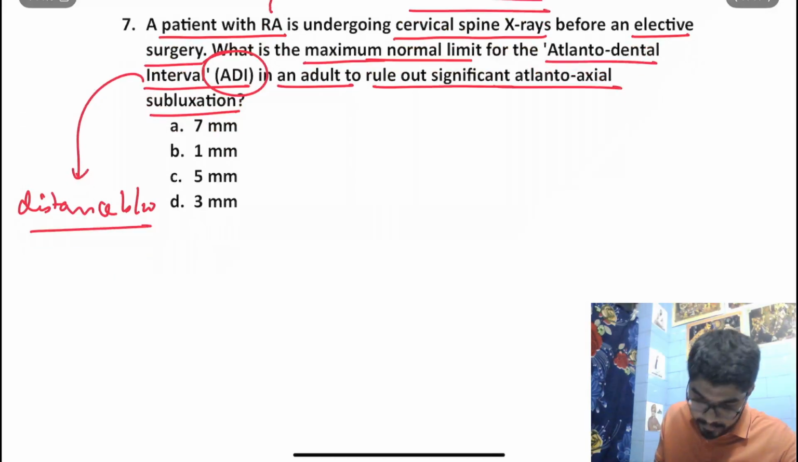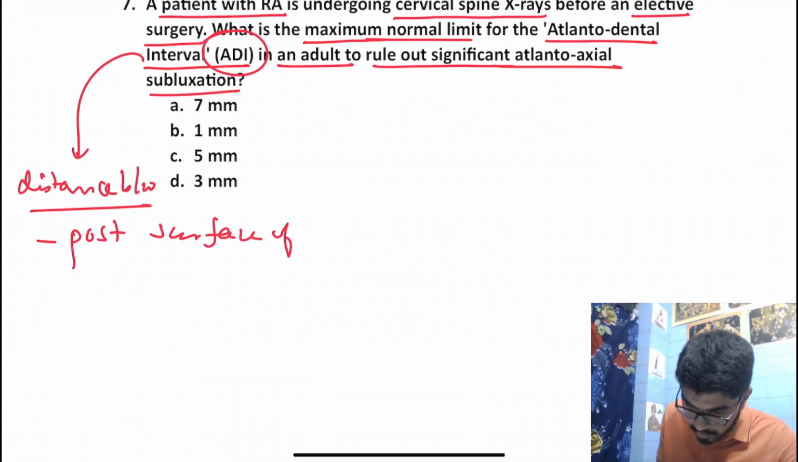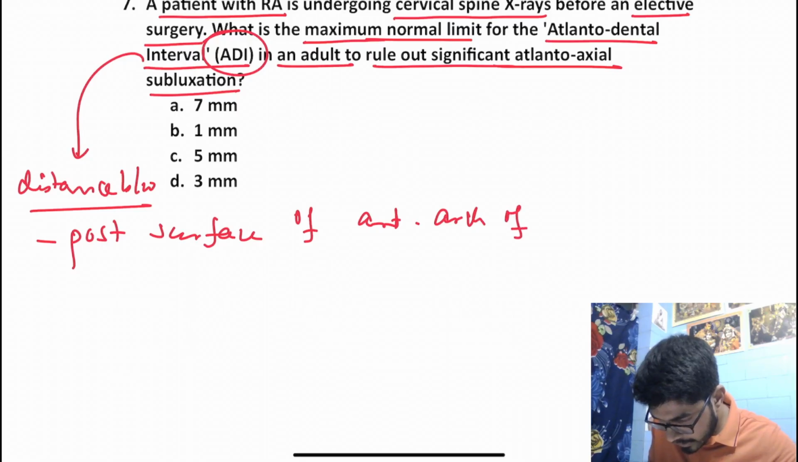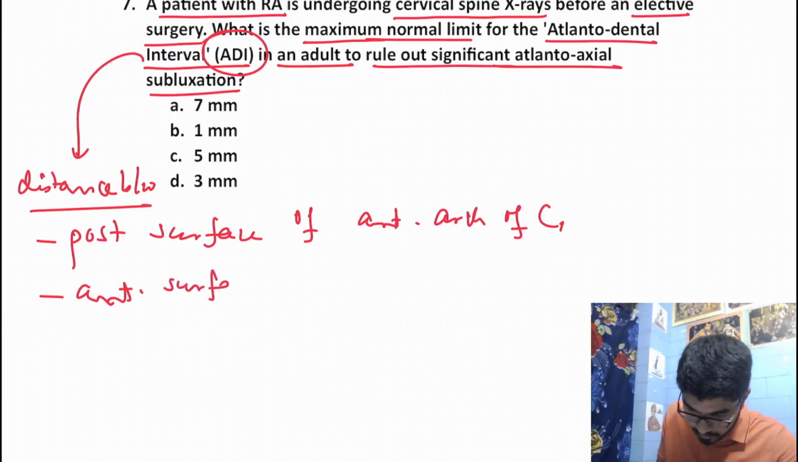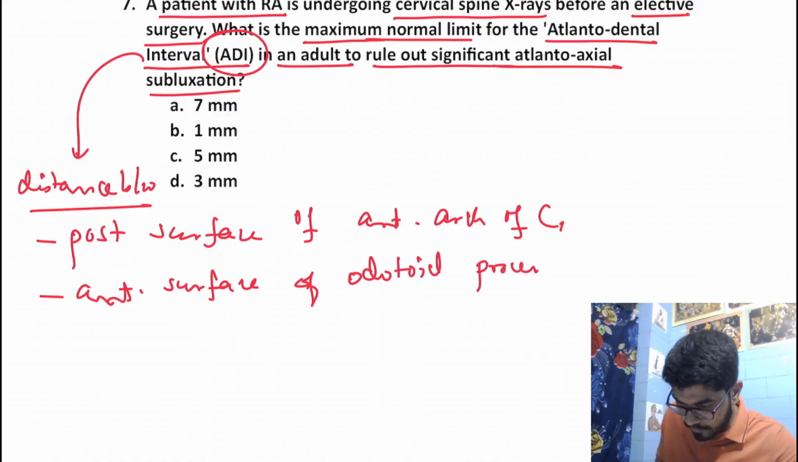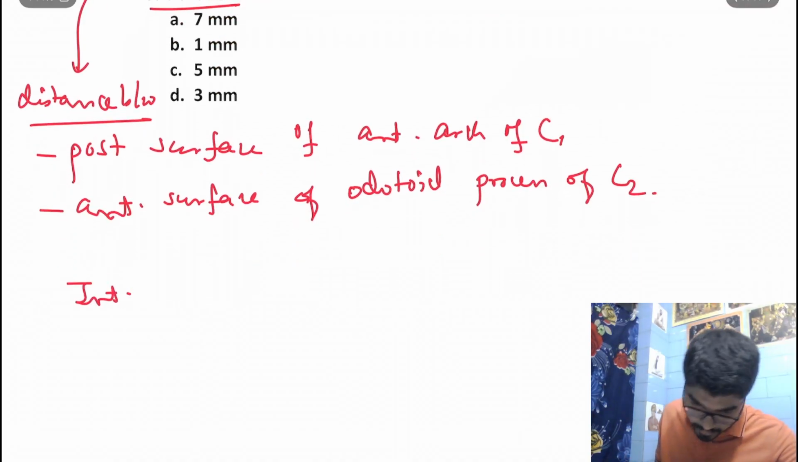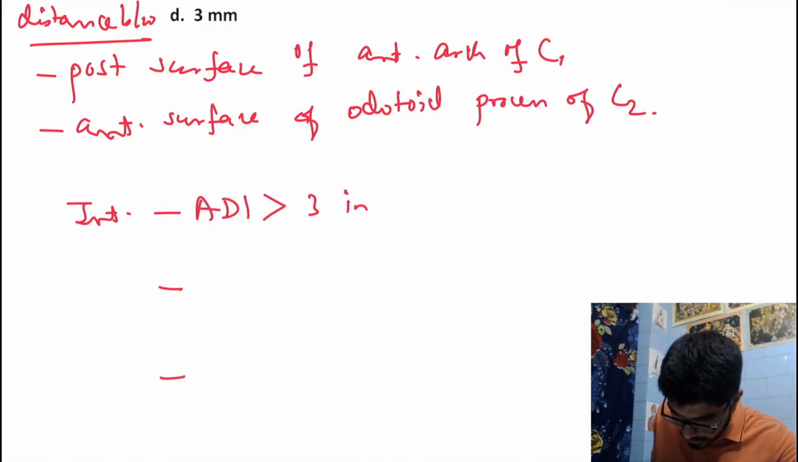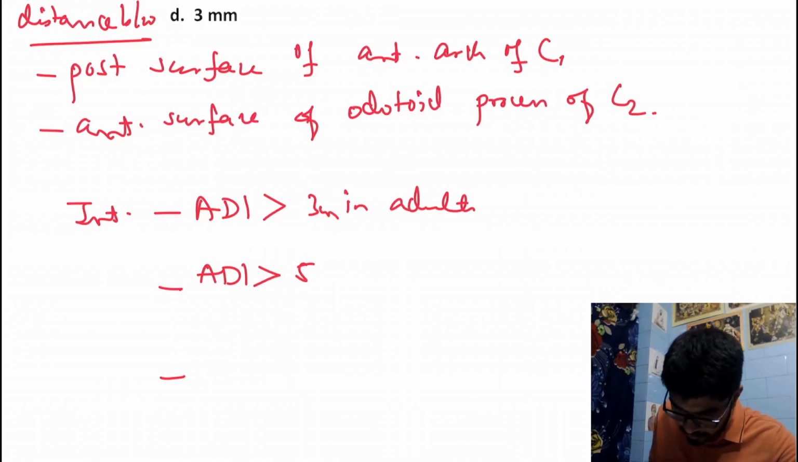It is the distance between 2 points: the posterior surface of the anterior arch of the C1 vertebra and the anterior surface of the odontoid process of C2. This is our ADI. Now, what is the interpretation? Remember three things about ADI. ADI more than 3 millimeters in adults.